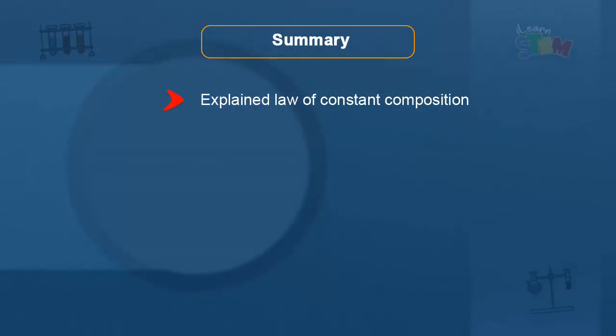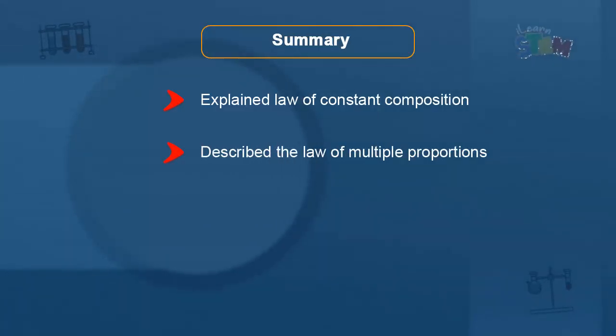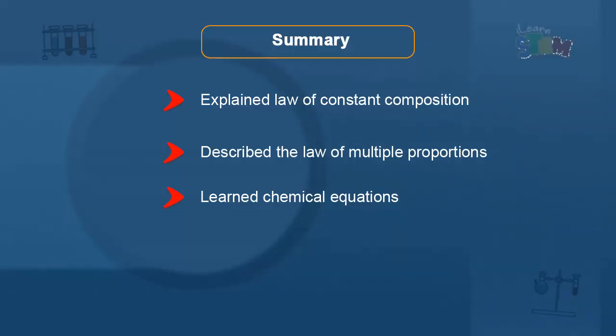In today's lesson, we have explained the law of constant composition, which states that a pure chemical compound always contains the same elements in a fixed ratio. We also described the law of multiple proportions, which states that when two elements combine, they can form more than one compound. In addition, we learned about chemical equations, which are a way of writing chemical reactions using symbols. A chemical equation consists of reactants and products.